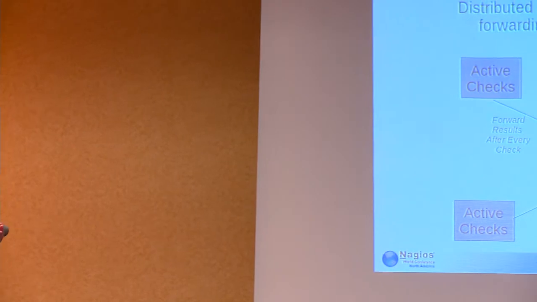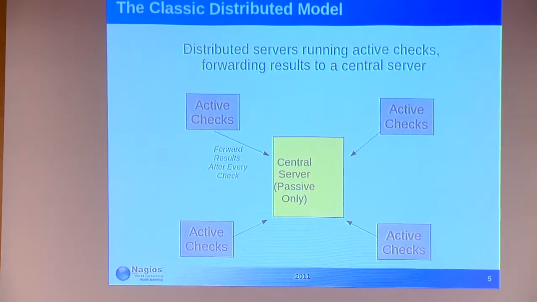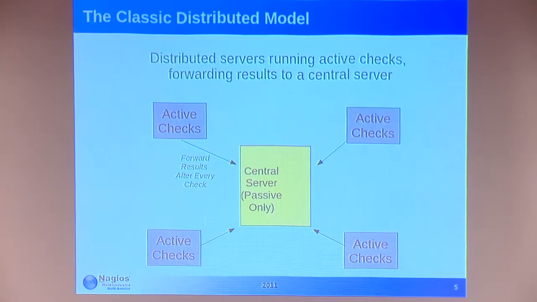So the first model I'm going to cover, I call the classic distributed model. And this is actually straight out of the Nagios Core documentation. You can find this in the core manual. I redrew the diagram, and of course my image didn't come out straight, but that's all right.